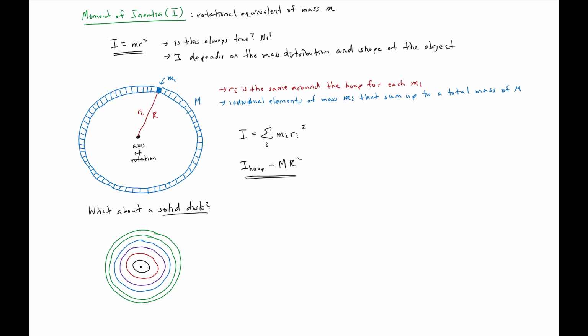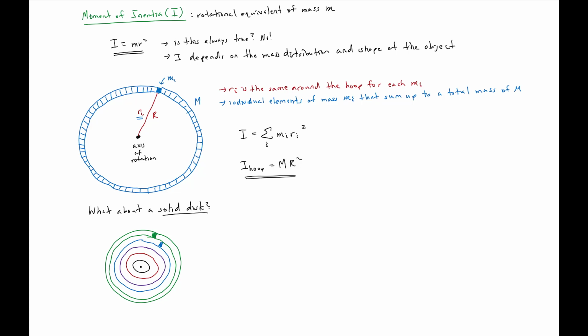So as you can see, there's tons of different hoops that I've drawn just to represent a solid disk. And the key thing here is that all of these will have to be broken up into their individual elements. And when they're broken up into their individual elements, each one will then have different values of Ri. So it's no longer Ri is equal to R for all cases of Mi.